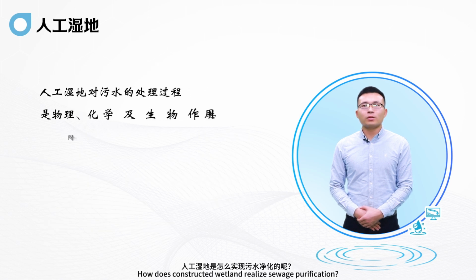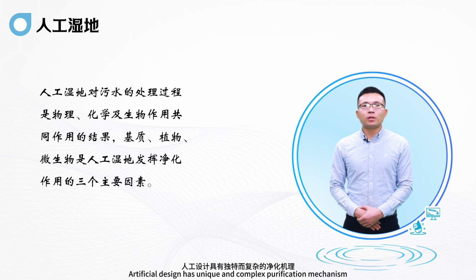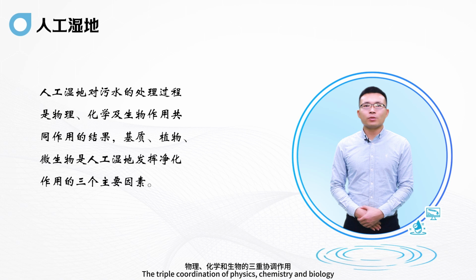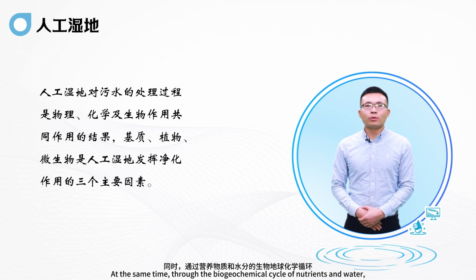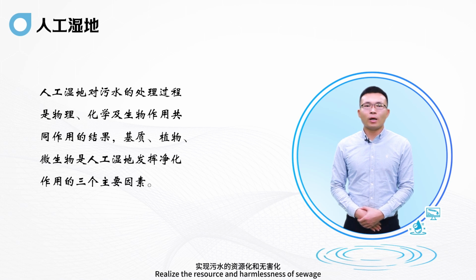How does constructed wetland realize sewage purification? The artificial design has a unique and complex purification mechanism, using a complex ecosystem of matrix, microorganisms and plants. Through the triple coordination of physics, chemistry and biology, through filtration, adsorption, precipitation and ion exchange, plant adsorption and microbial decomposition, it realizes efficient purification of wastewater. At the same time, through the biogeochemical cycle of nutrients and water, it promotes the growth of green plants and increases their yield, realizing the resource utilization and harmlessness of sewage.